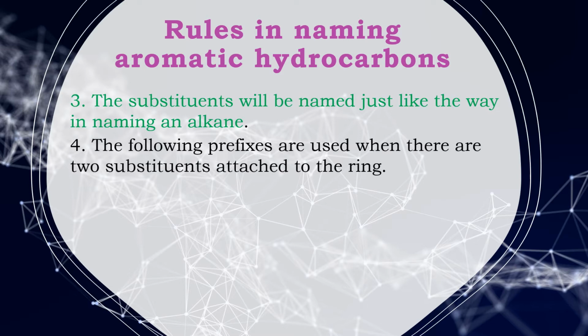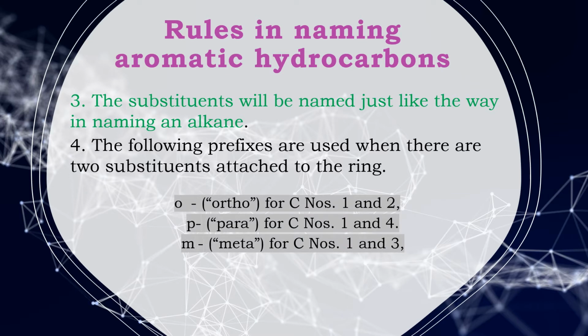And then the last one, the following prefixes are used when there are 2 substituents attached to the ring. So O for ortho, for carbon numbers 1 and 2. Later on I will show you an example of that. P for para, for carbon numbers 1 and 4. M for meta, for carbon numbers 1 and 3.